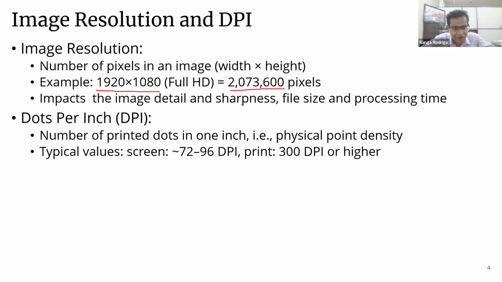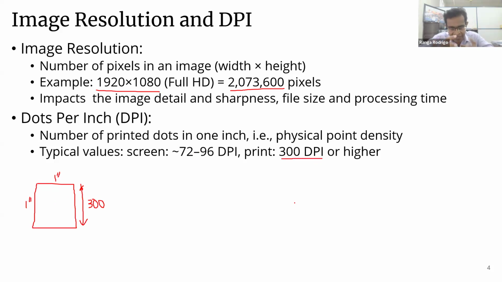But there's another concept called dots per inch. When you print, you have to decide, for a square inch, how many pixels do you print? So from top to bottom it is 1 inch, by 1 inch. In this case, how many pixels do you print? If you print 300 pixels, we call it 300 dpi.